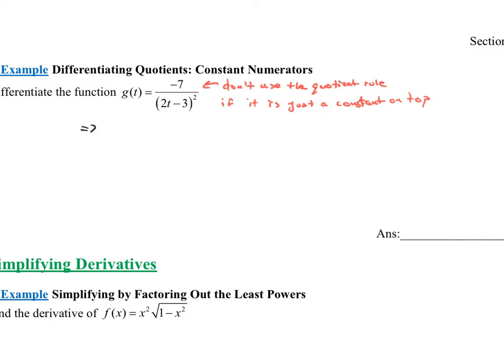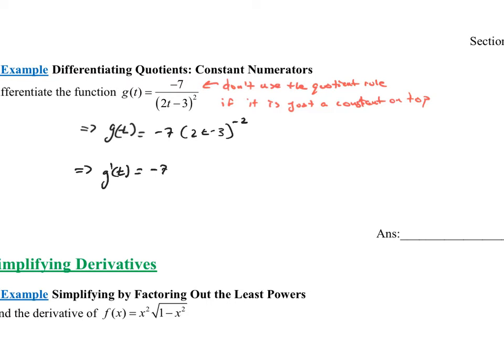Well, what I want to do is rewrite g of t, and this is 2t minus 3 quantity squared on bottom. What would happen if I brought that up to the top? Well, this would be negative 7 times 2t minus 3 raised to the negative second power, and hopefully you agree with that, okay? All I did was move it to the numerator, which makes the power negative. So now I can find the derivative of this function using the general power rule instead of having to use the quotient rule. So what would it be?